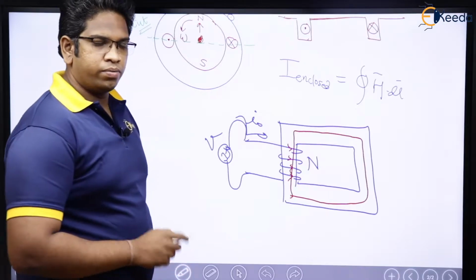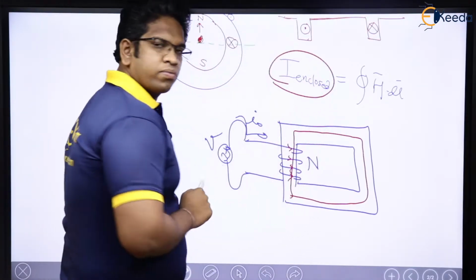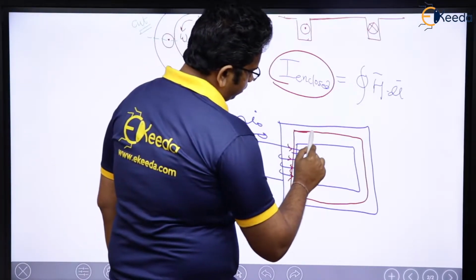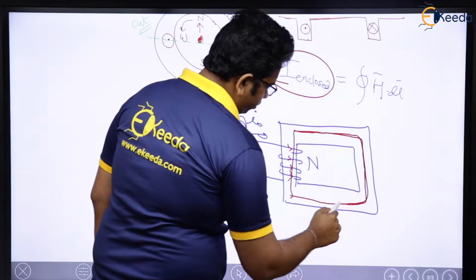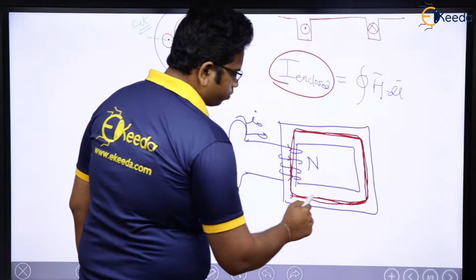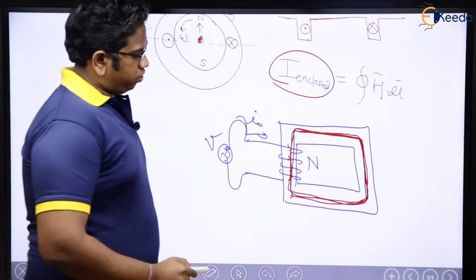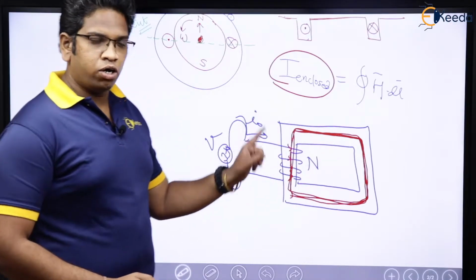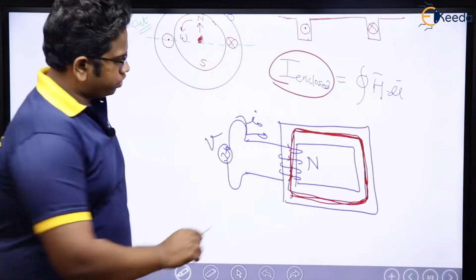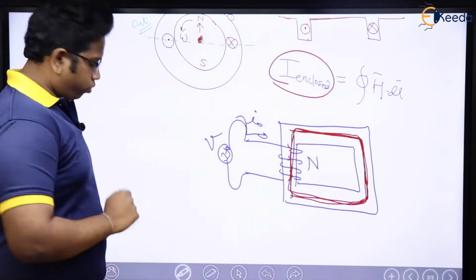Now, see here. What is the meaning of current enclosed? Current enclosed means what, sir? See here. Don't you think that this is a closed path of flux? Yes, it is. So, for this particular closed path, how much is the current enclosed? Let us see.